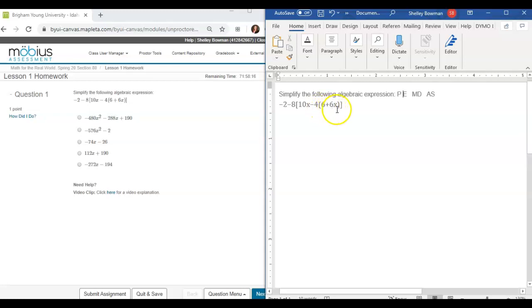So inside here, 6 plus 6x cannot be simplified because they are not like terms. This one does not have the same variable makeup. It doesn't have an x in there. So what I'm going to have to do is the distributive property with this -4, multiplying it into both of these. So I'm going to copy this here for my next step and paste it here and multiply my -4 in. -4 times +6 gives me -24.